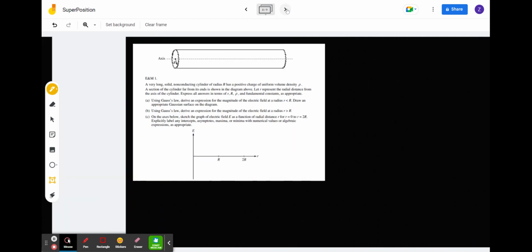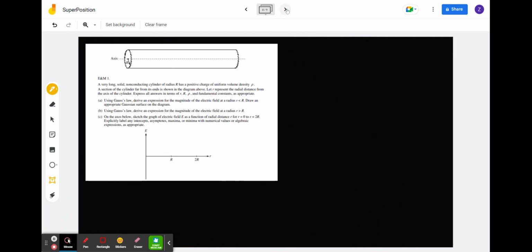Okay, now to our last question. A very long, solid, non-conducting cylinder of radius R has a positive charge of uniform density rho. This is a non-conducting cylinder. A section of the cylinder far from its ends is shown in the diagram above. Let r represent the radial distance from the axis of the cylinder. Express all answers in terms of r, R, rho, and fundamental constants.